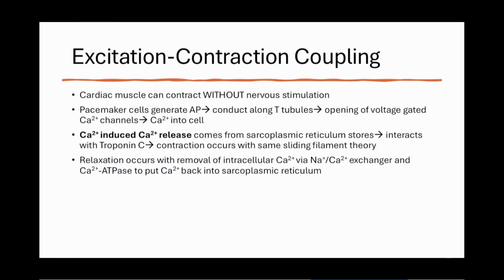Excitation-contraction coupling. Same thing we talked about with skeletal muscle, it's here as well. You have to excite the tissue first, cause depolarization, then you can have the contraction occurring later. Cardiac muscle can contract without nervous stimulation. So if you cut the heart out and leave it on a table, it will beat by itself for a little bit, and then obviously the energy stores are depleted, and it goes away. But if you can keep perfusing the heart with blood, it'll keep beating on its own. It'll do its own thing.